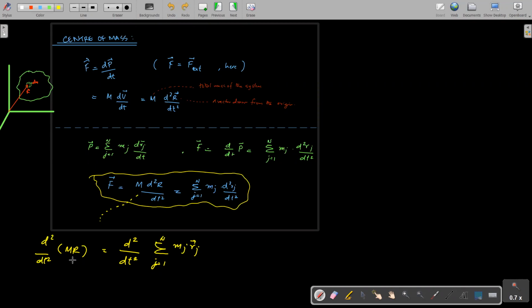We can omit both the d square by dt, that is differentials here, meaning we can integrate them. Then what we will be obtaining is r equals 1 by m summation j equal to 1 to n mj rj. Okay, ഇപ്പോൾ ഇതിന്റെ മീനിങ് നിങ്ങൾക്ക് അറിയുമായിരിക്കും. In the last class we have discussed the meaning of summation, right?